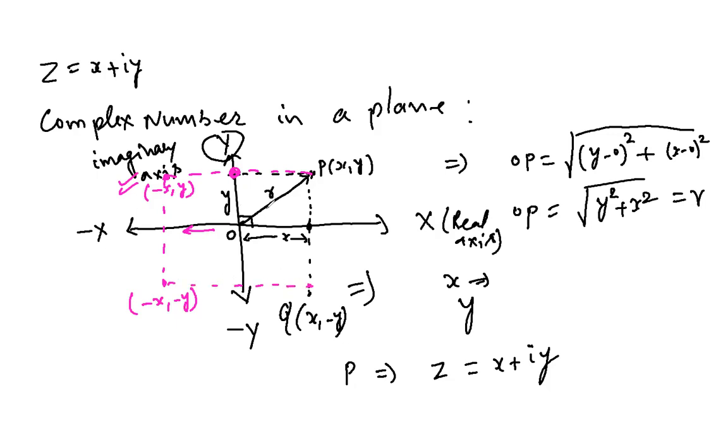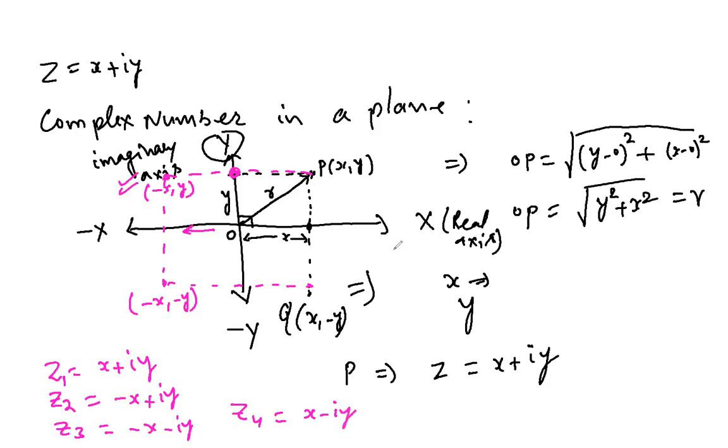Now we have represented here four complex numbers in four different quadrants. In the first quadrant the complex number is simply x plus iota y, which is denoted by this one. In the second quadrant it is written as minus x plus iota y. In the third quadrant, which I am writing here as z3, it is simply minus x minus iota y, and in the fourth quadrant is z4, which is simply x minus iota y. So this is the representation of the complex number on a plane.